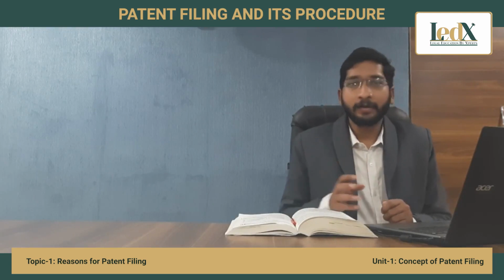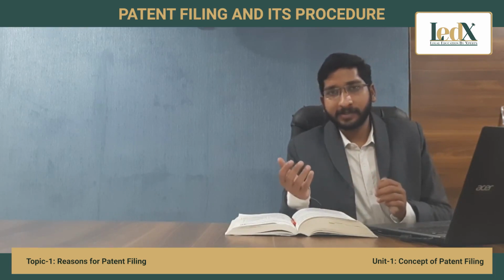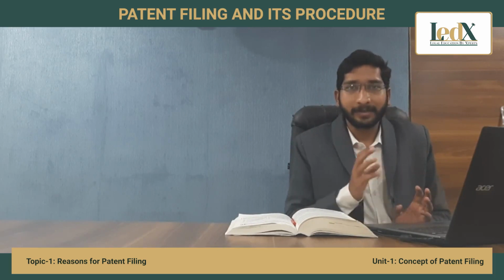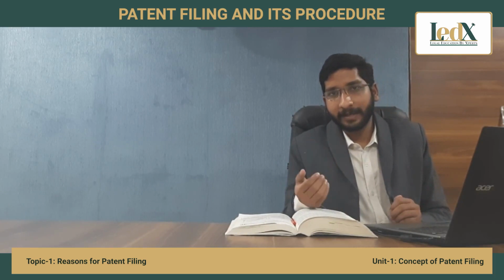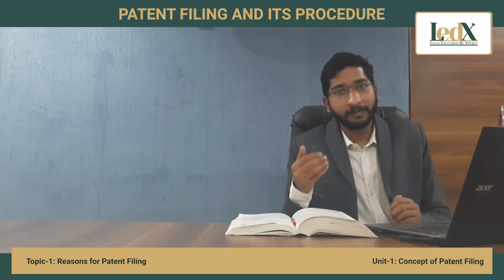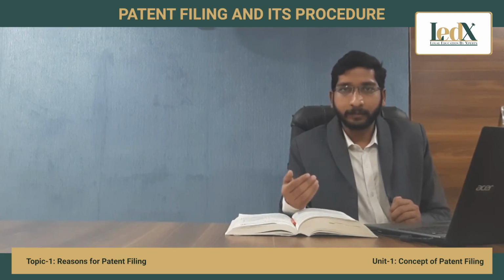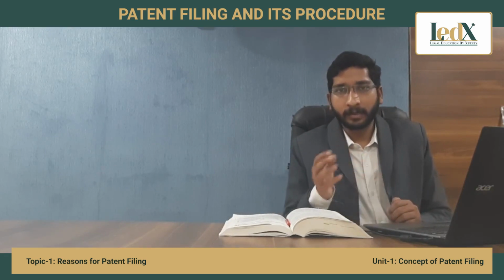So we'll be seeing the flowchart of patent filing, which will include various aspects. There will be an application stage. After the application stage, there will be a publication stage. After publication, there will be examination. However, why examination should be there, we'll be discussing that too. After examination, there is opposition, and after opposition, there is grant of patent. So we'll be looking at this aspect.